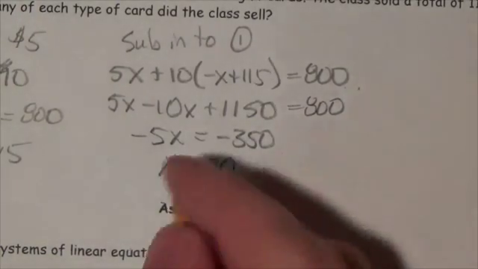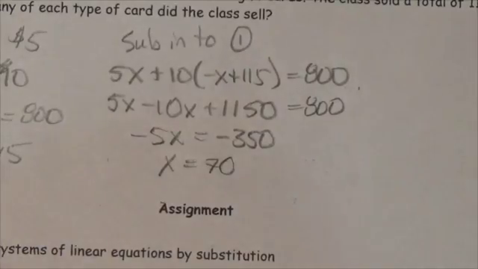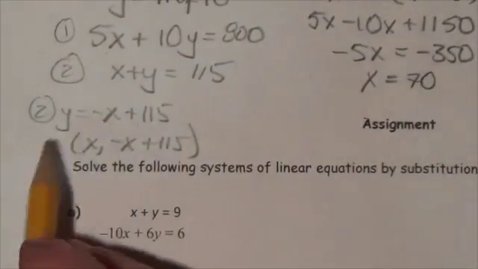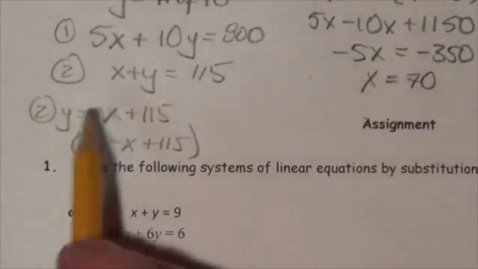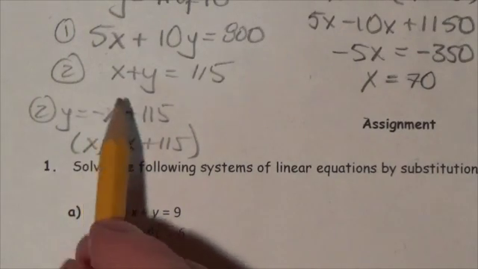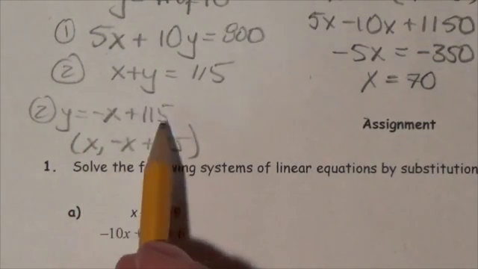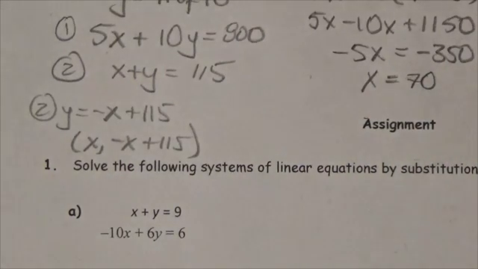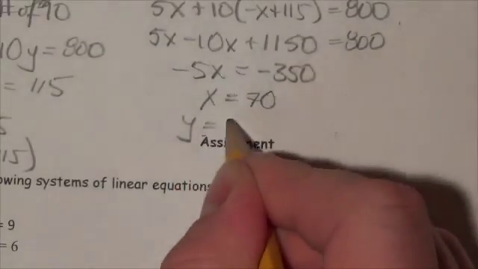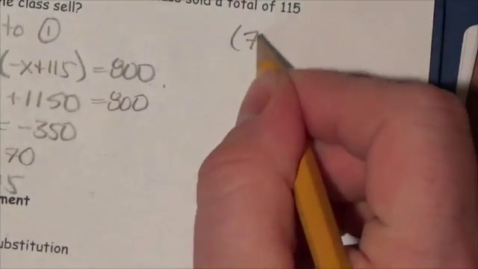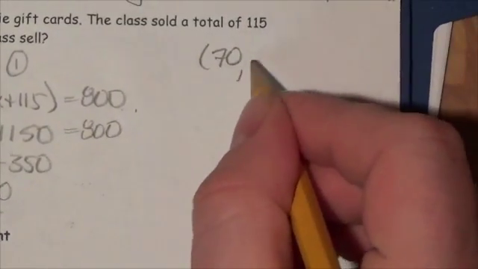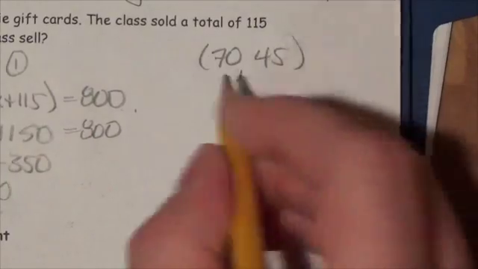Now, we're going to sub this into the other equation right here, the one that we're missing. So essentially what this is going to amount to here is, what is negative 70 plus 115? Well, what's the difference between 115 and 70? 45. Okay, so this means therefore y is equal to 45. So we've got this point here, 70 comma 45, and this is our proposed solution here.